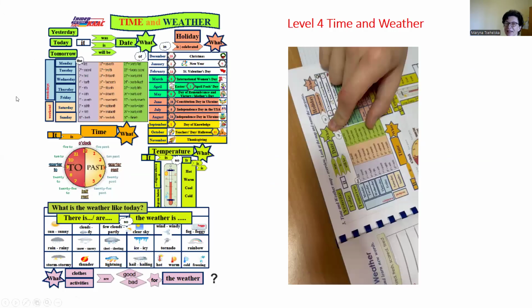And now let's see how the map progresses, how it becomes more complex, and how the students of the 5th year, these are the 4th year students, talk using the map.